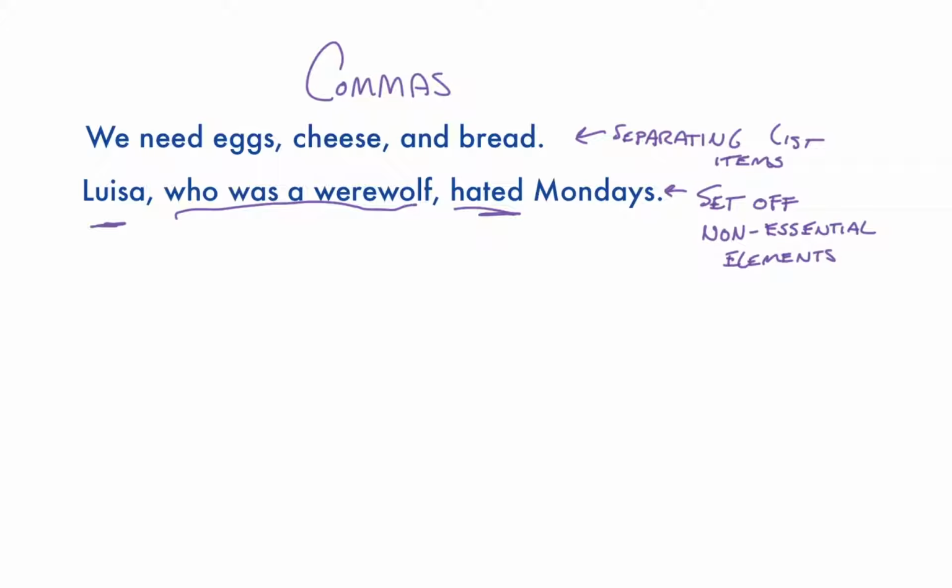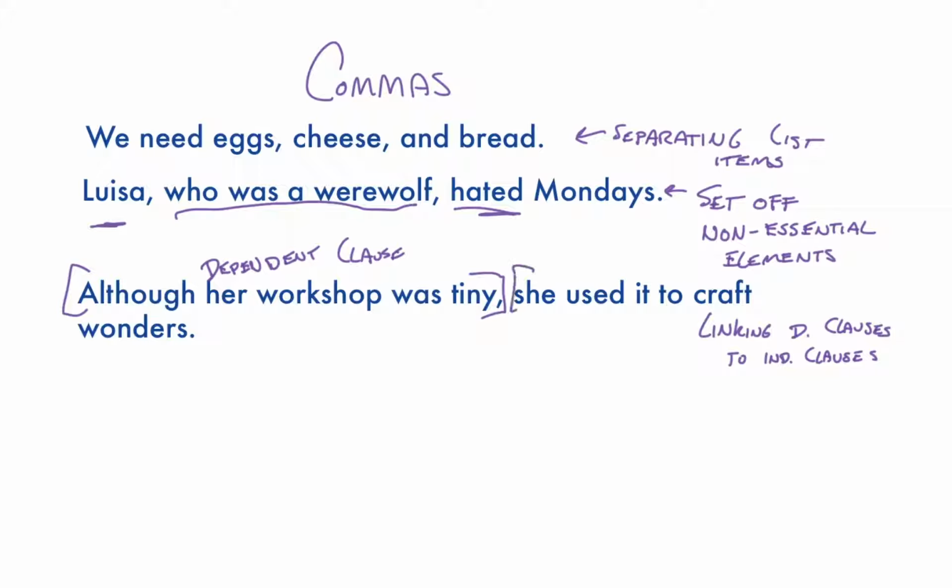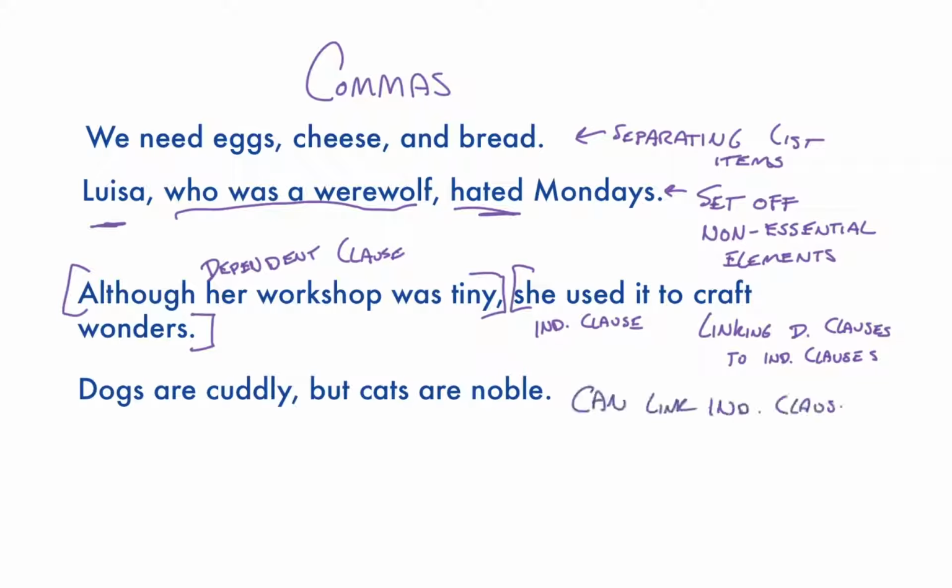Commas can also link dependent clauses to independent clauses, as in, although her workshop was tiny, she used it to craft wonders. And in this case, although her workshop was tiny is a dependent clause. It can't stand on its own as a sentence. And she used it to craft wonders is an independent clause. It can stand on its own as a sentence. And finally, commas can link 2 independent clauses with the help of the 7 FANBOYS conjunctions: for, and, nor, but, or, yet, and so. As in, dogs are cuddly, but cats are noble.